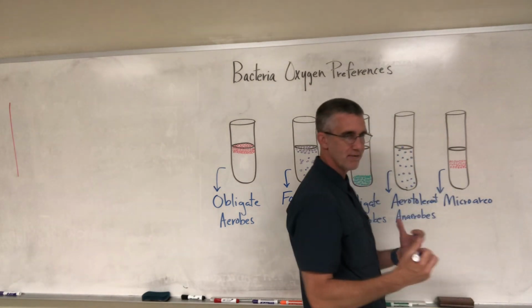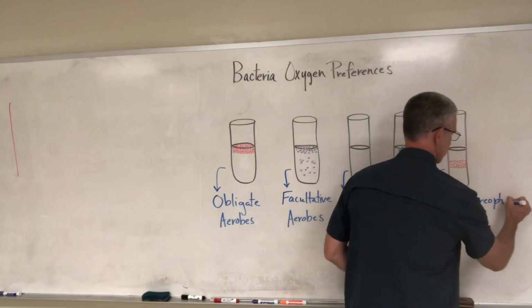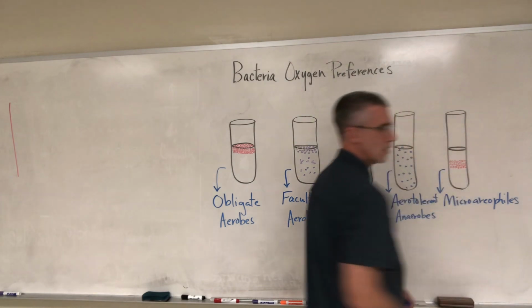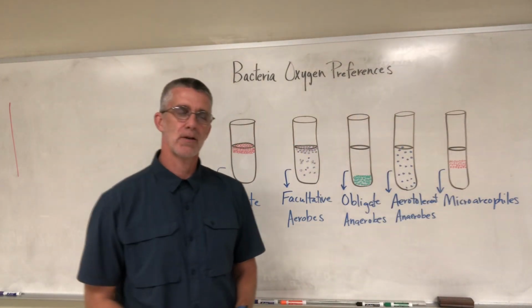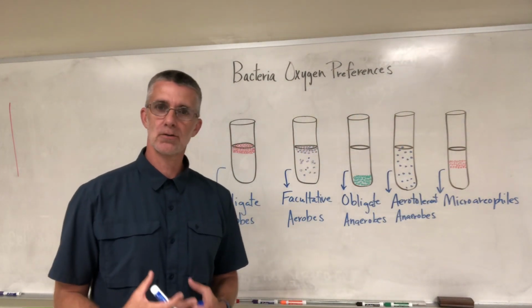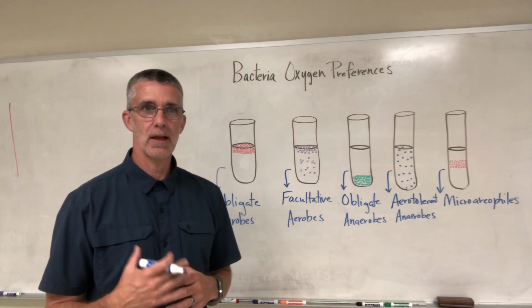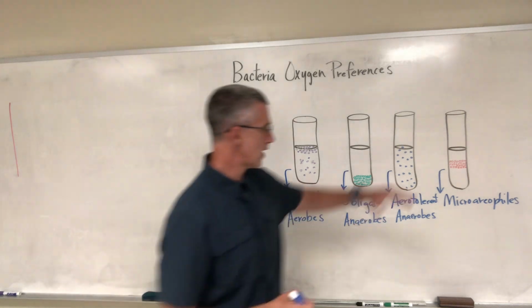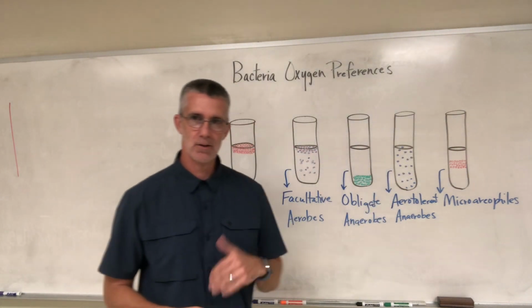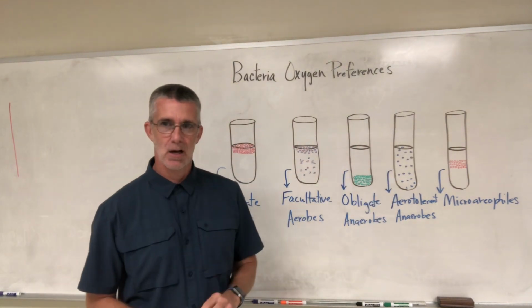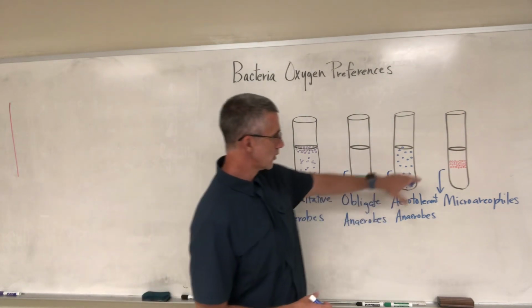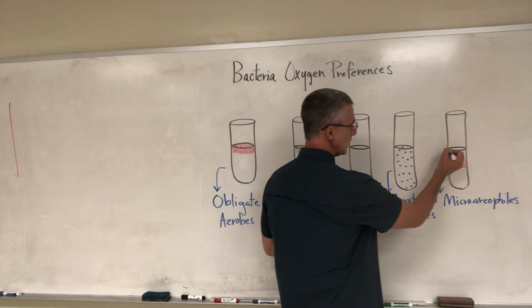Or microaerophiles, I should say. And with these types of bacteria, they actually do need oxygen to grow, but they don't need the concentrated levels of oxygen that you might find near the atmosphere. They need that concentration to be a little bit less in terms of oxygen. So you're going to see the growth just beneath this line.